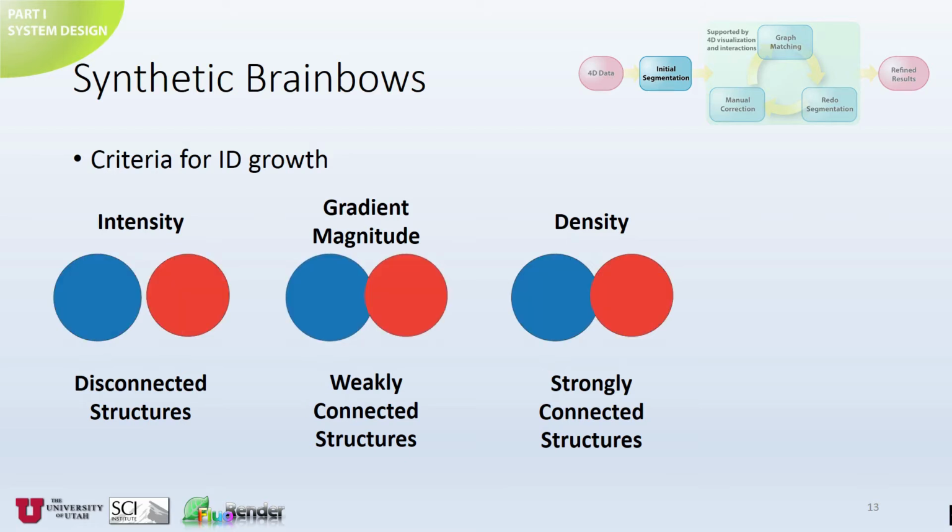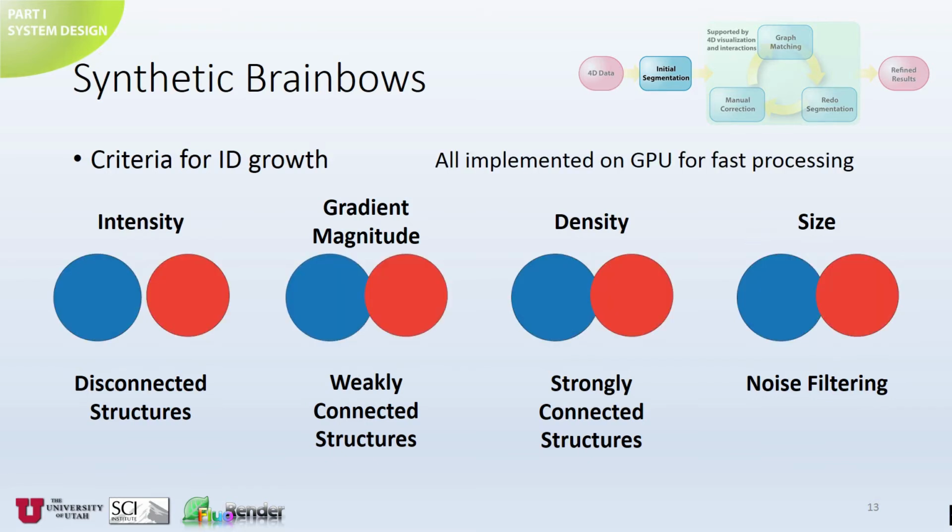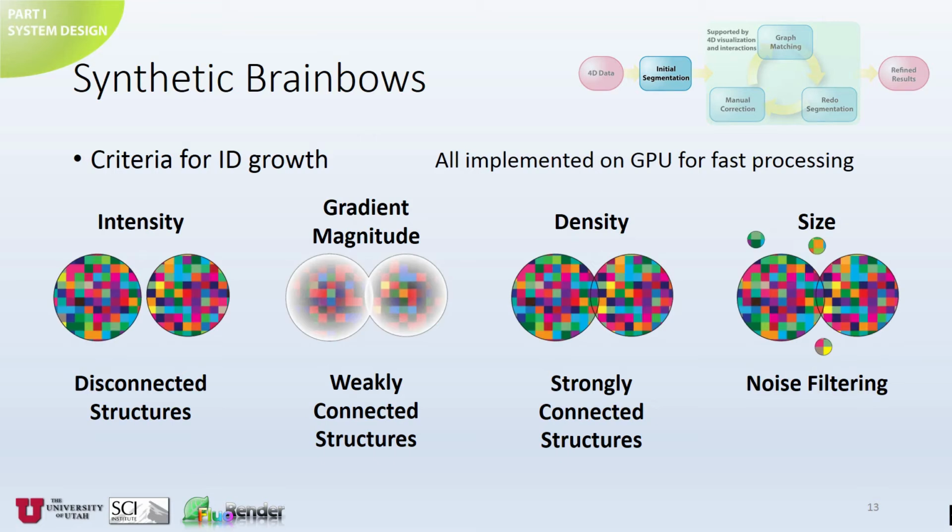This is similar to the density-based methods for clustering. Finally, we can count the voxel numbers within each structure, and filter structures based on size. This allows us to remove noise easily. All of these criteria are implemented on GPUs for fast data processing.